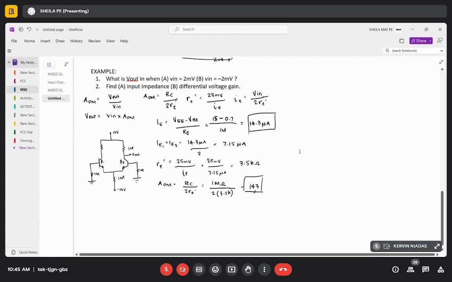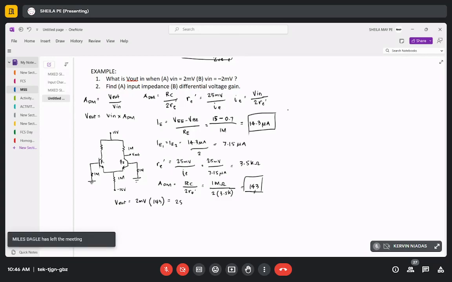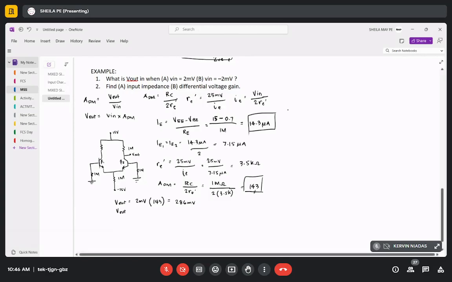Since we have our ADM, unsa gipangita? V out. So V out is 2 milli times 143. So that's 286 milli kung ako masayop. Yes, miss. AB negative 2 millivolts, 143. That's negative 286 millivolts. Okay, so we already have our number one.